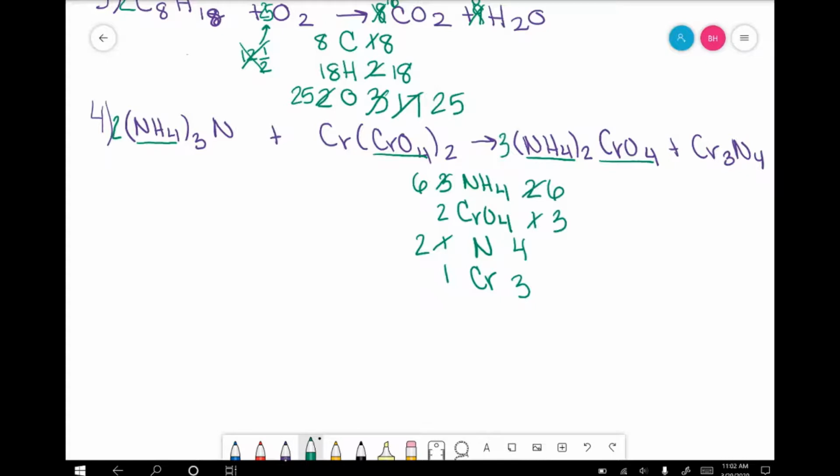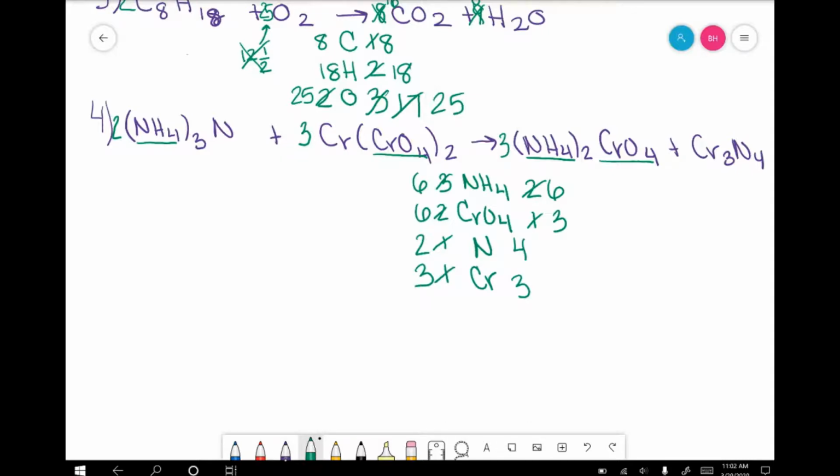So now we have our chromate, and we need to do the same thing. So we have 2 and 3. So our lowest common multiple for that is going to be 6. So in order to get 6, I'm going to multiply this side by 3, and that's going to make this 6, but that's also going to make my chromate 3.